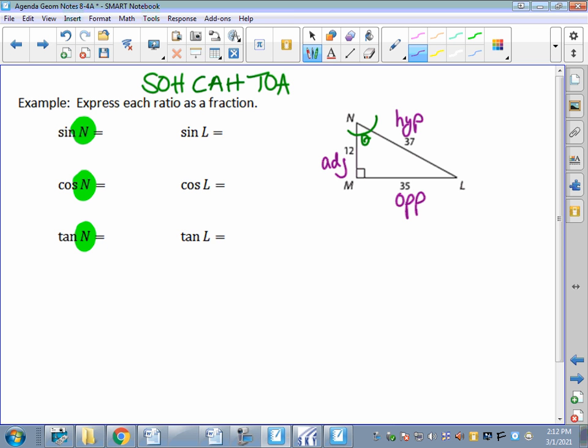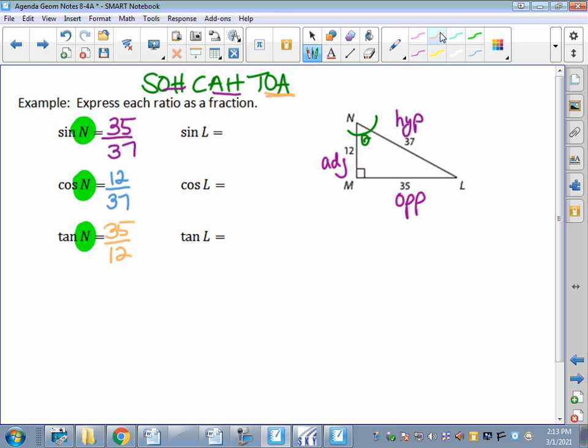So if all I'm doing is filling in and expressing my ratio, making sure they're simplified, sine of N is opposite over hypotenuse, so 35 over 37 cannot be simplified. Cosine of N is adjacent over hypotenuse, so that would be 12 over 37. I'm pretty sure that can't be simplified as well. Tangent is opposite over adjacent, so that's 35 over 12. Can't be simplified, and I do not turn that into a mixed number. I leave it improper in simplest form.